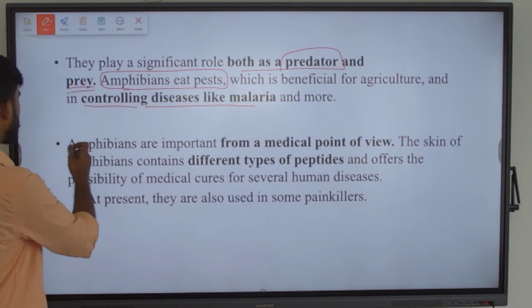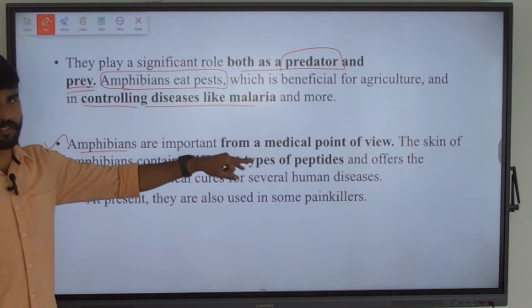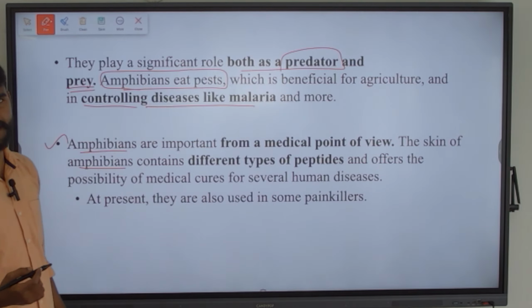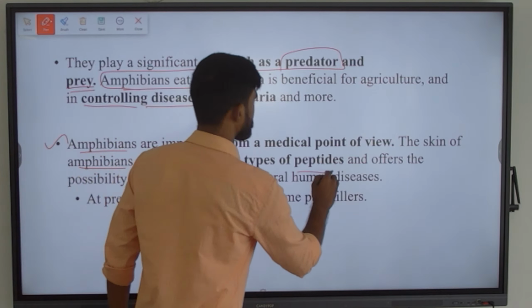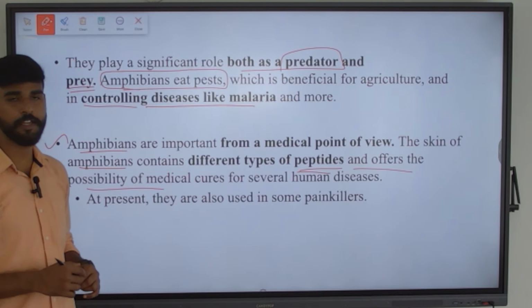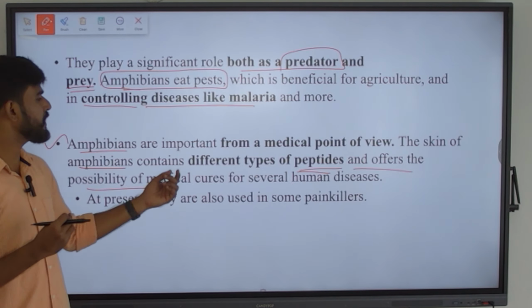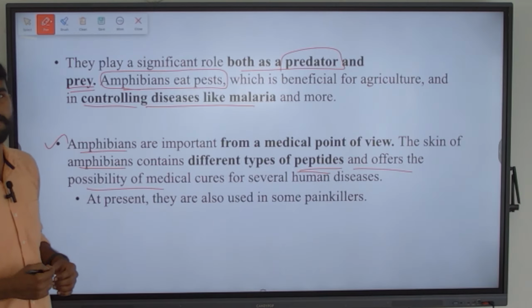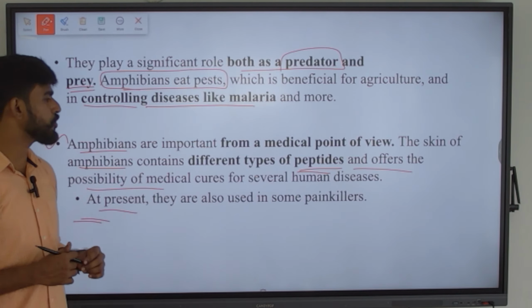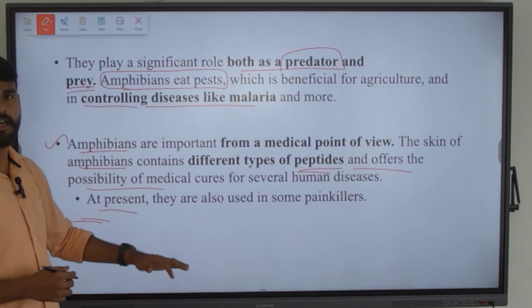Next, amphibians are important from the medicinal point of view also. This is one important point. The skin of amphibians contains different types of peptides, proteins, which offer the possibility of medicinal cure for several human diseases. So the skin of amphibians has different types of peptides which can be a medicine for human beings, and at present they are also used in some painkillers. All these points are important. These are the significance of amphibians.